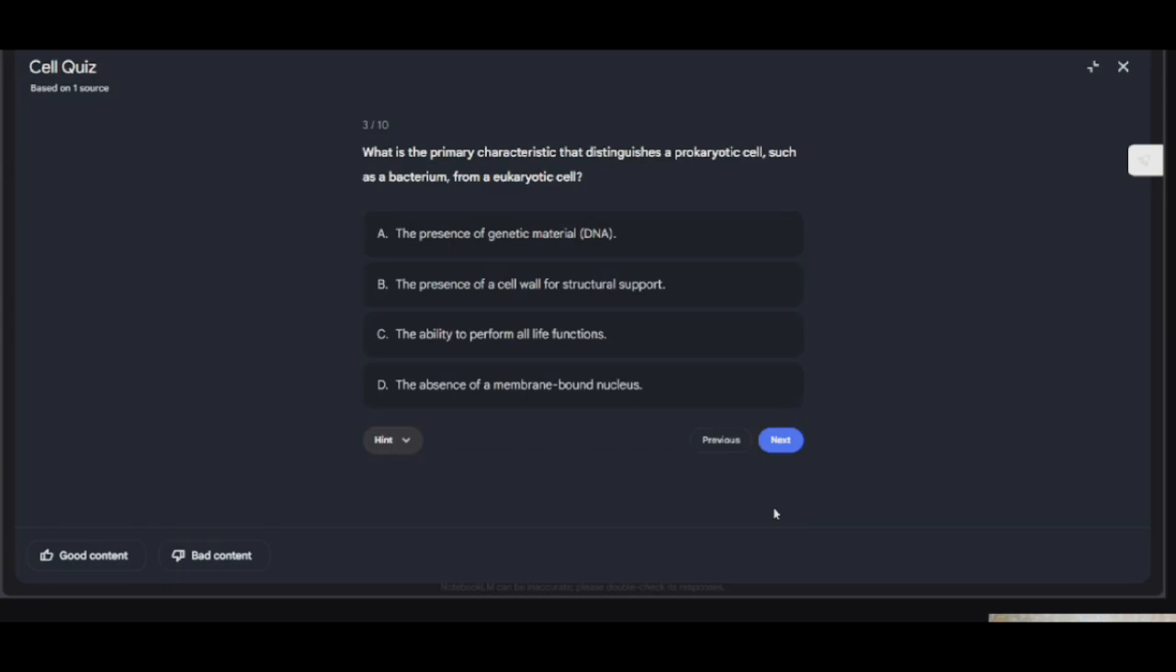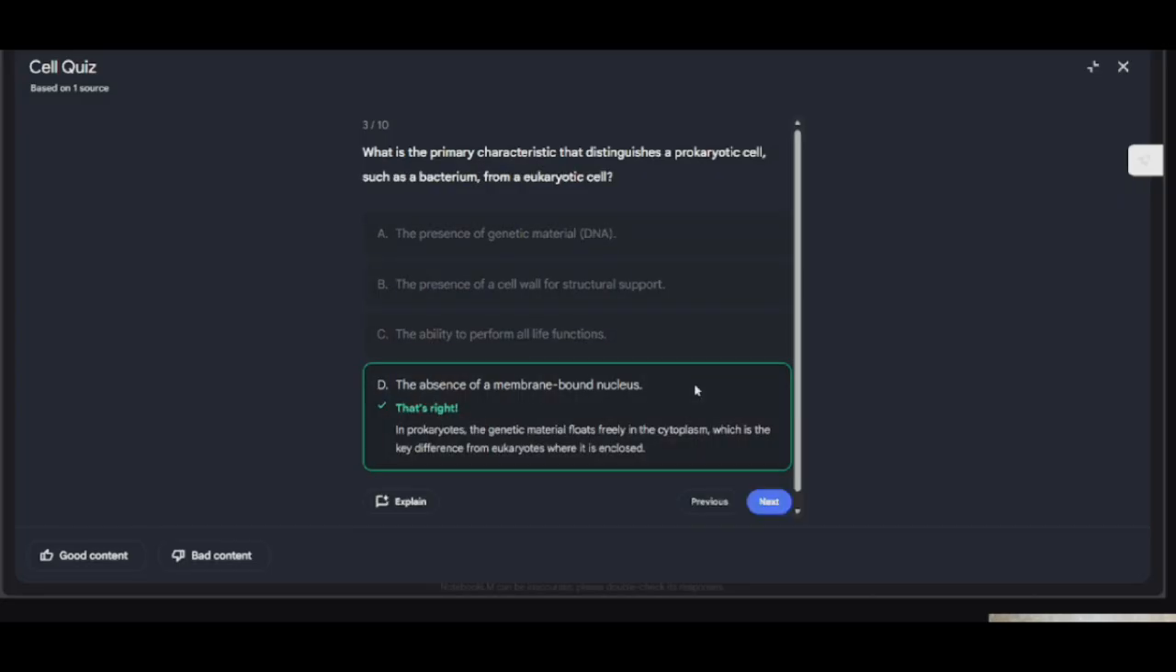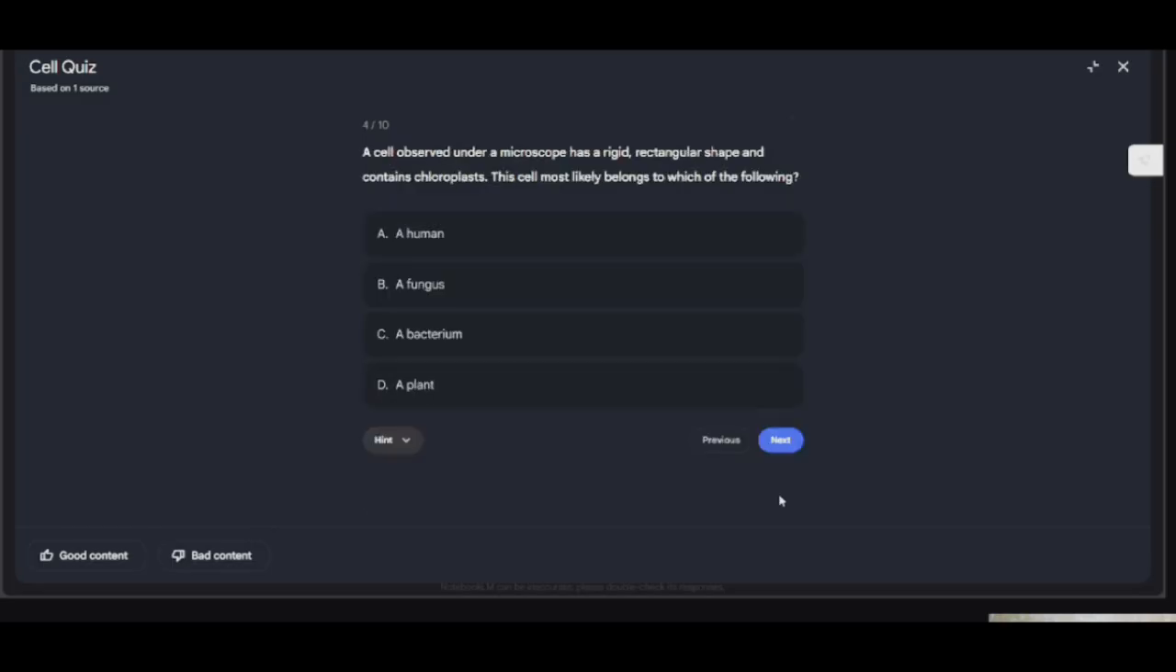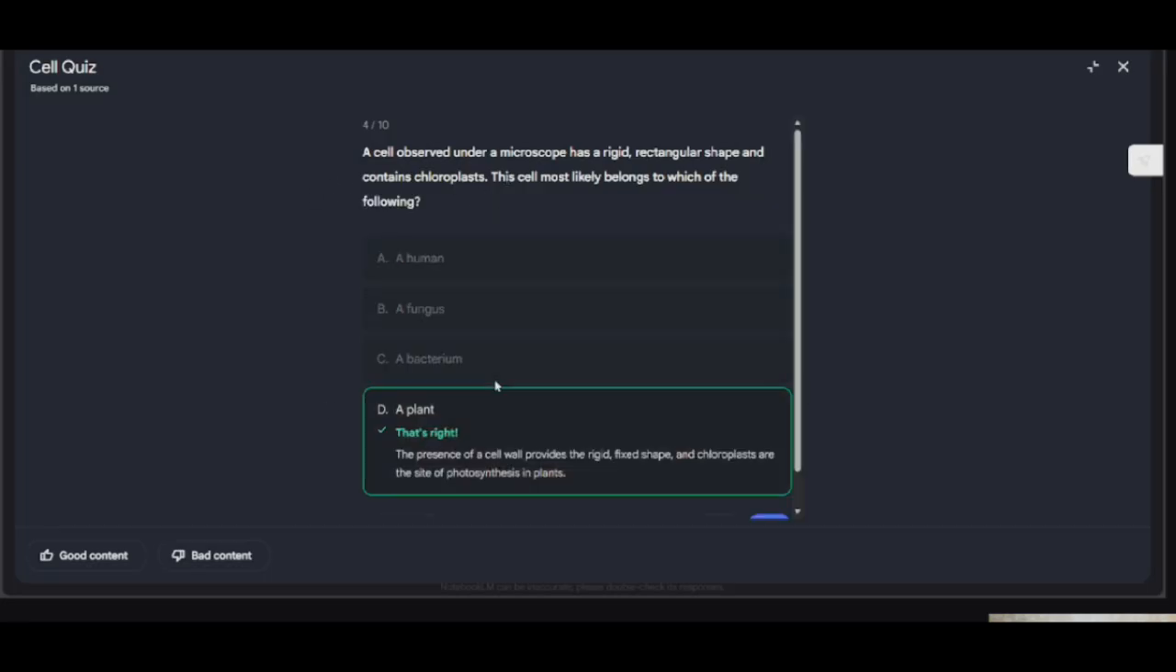What is the primary characteristic that distinguishes a prokaryotic cell, such as a bacterium, from a eukaryotic cell? The presence of genetic material, the presence of a cell wall for structural support, the ability to perform all life functions, or the absence of a membrane-bound nucleus. I hope you all answer it. A cell observed under a microscope has a rigid rectangular shape and contains chloroplasts. This cell most likely belongs to which of the following: a human, a fungus, a bacterium, or a plant? Contains chloroplasts. Plant.